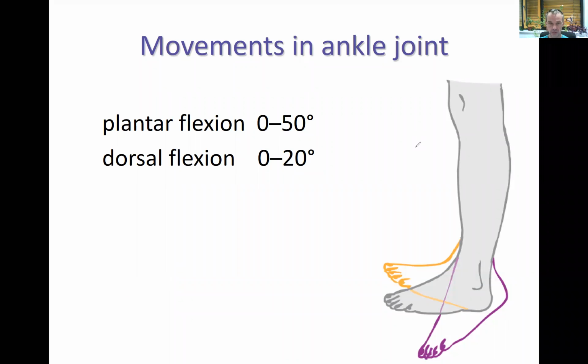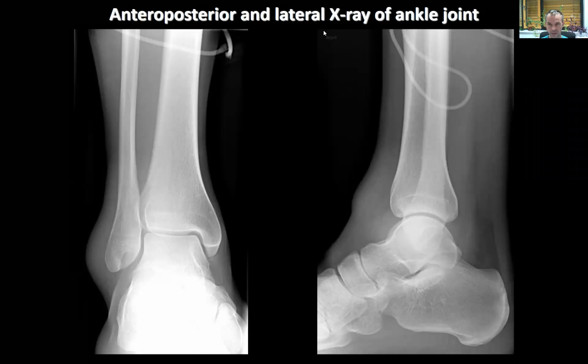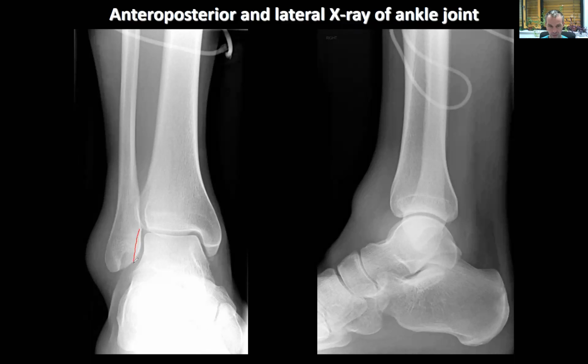As for the movements, we have talked about the plantar and dorsal flexion, which is 20 to 30 degrees dorsally and 50 degrees in a plantar direction. And what is very important on X-ray, you can see the cleft. And if you see the cleft, it is reaching more distally on the lateral side as the fibula is longer. So this is the lateral malleolus, and the lateral malleolus reaches more distally, is longer.